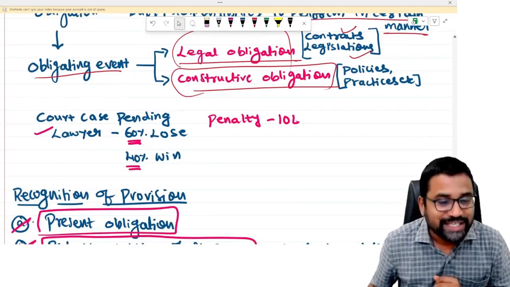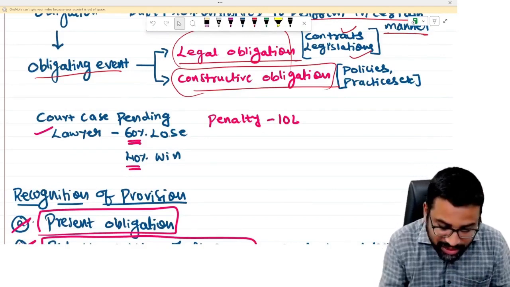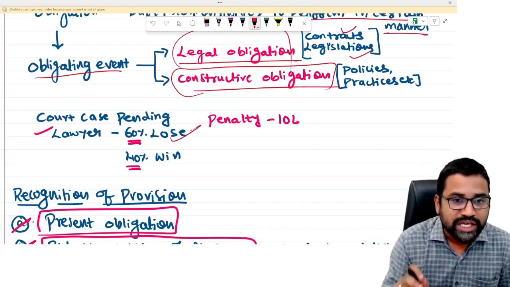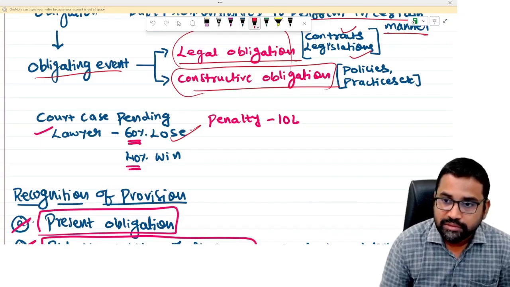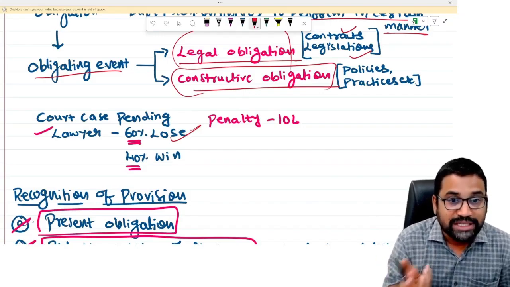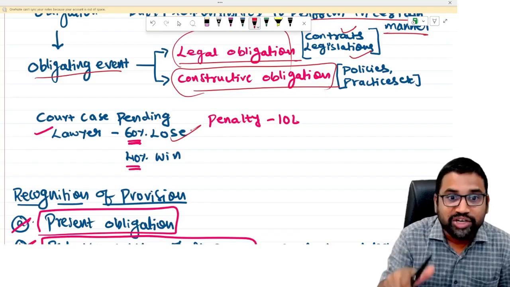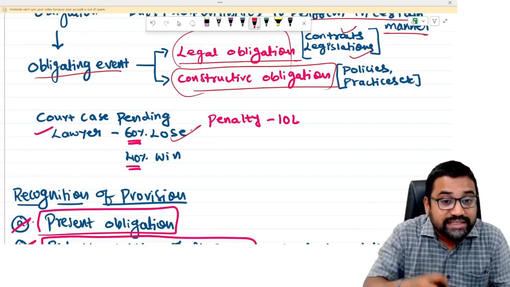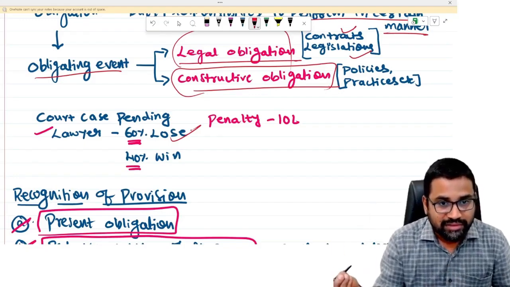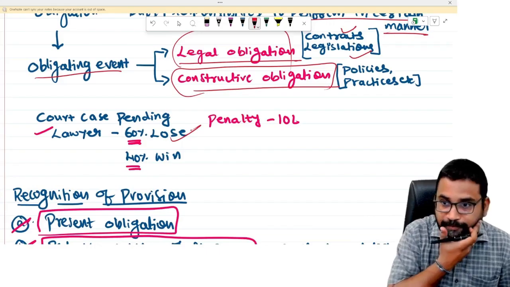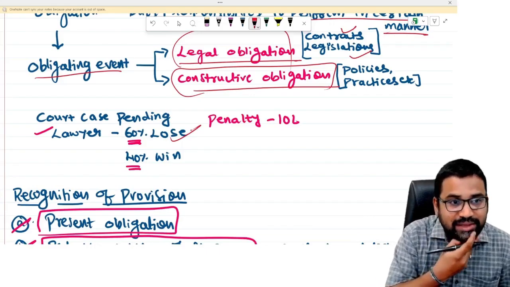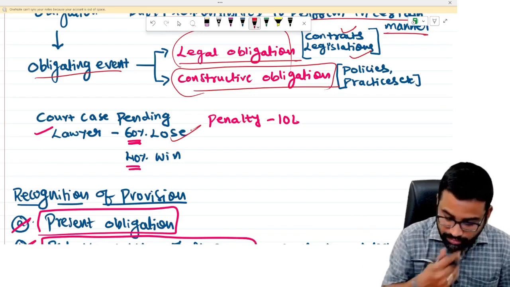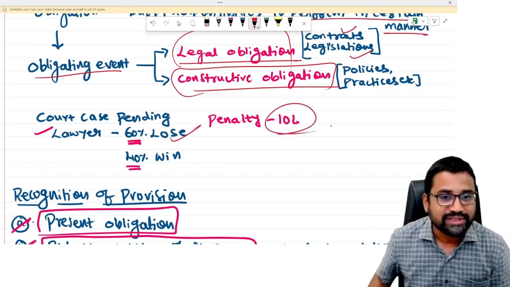For example, there is a court case pending. Now, the lawyer said there is a 60% chance we are going to lose the case. That means there is a present obligation. Suppose if you lose the case, you have to pay a penalty of 10 lakh rupees. Now, on the balance sheet date, the evidence available, that is the lawyer's opinion, says there is a present obligation arising from past events, the settlement of which results in an outflow of resources. So it becomes a present obligation. Maybe it arises from a legal obligation. Now you have to pay 10 lakhs. So you create a provision for this.